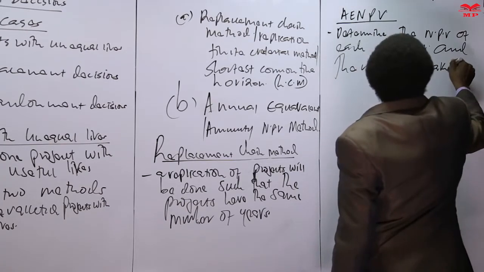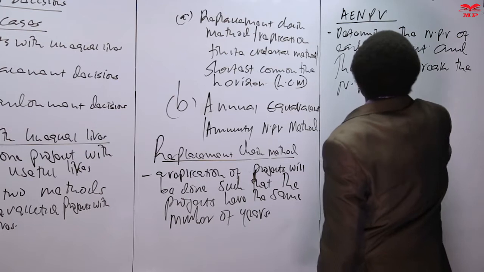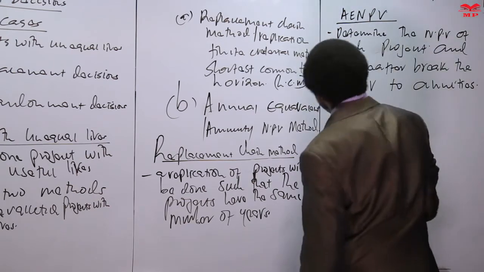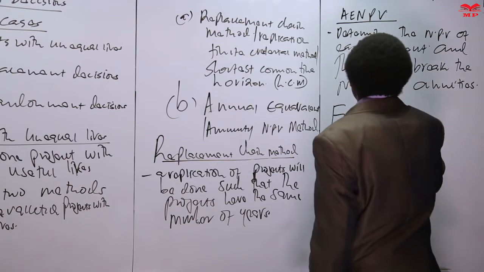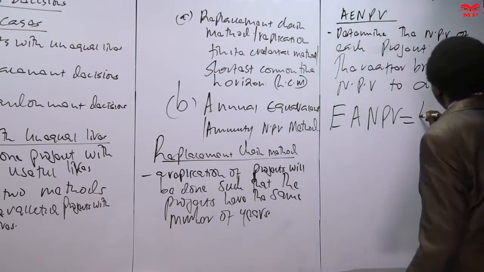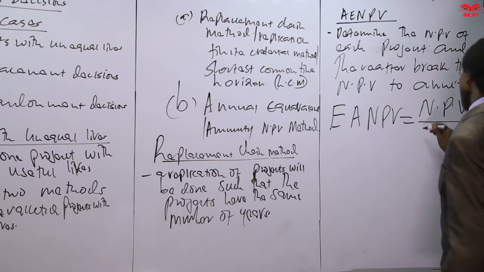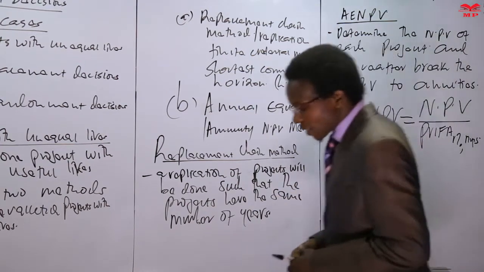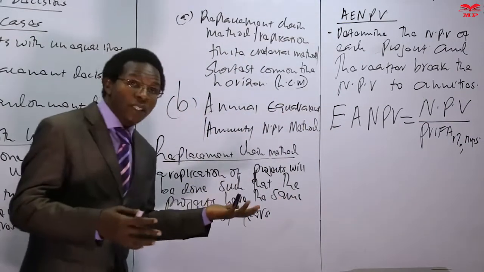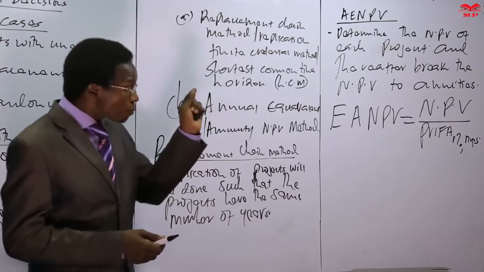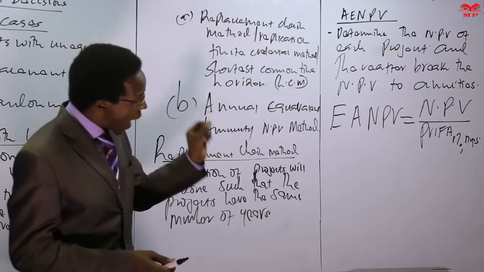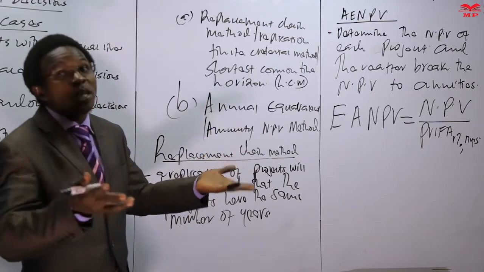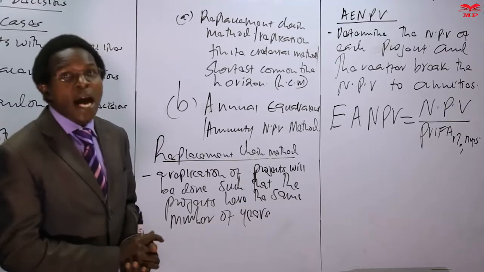break the NPV into annuities as follows. Equivalent annuity NPV will be, you take the NPV, you divide it by the present value interest factor of an annuity, R% n years. Now friends, that means that if you have like 4 projects, compute that NPV. Then you split the NPV into several annuities by dividing it by the present value interest factor of an annuity. Then you can select the one with the highest equivalent annuity NPV as the best project.